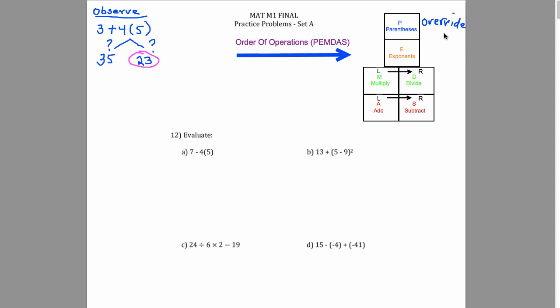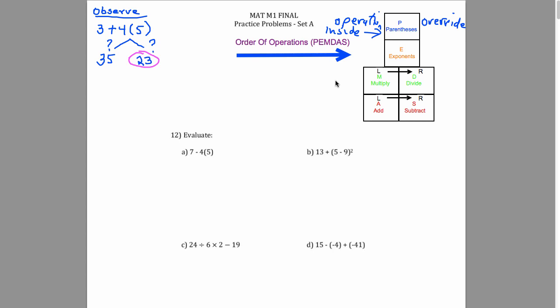So again, the P for parentheses lets us override the default order of operations, and it's what we use when there's an operation inside the parentheses. The next is exponents. If we see an exponent, we do it.